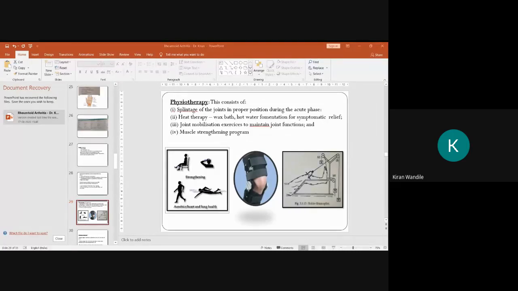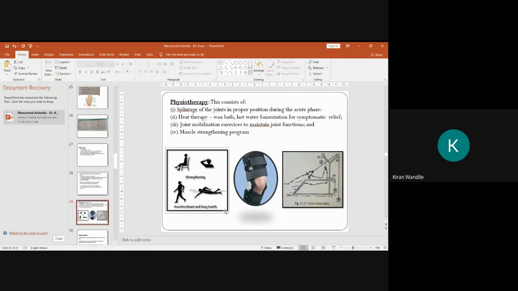So splints are given. Various splints are given for keeping the joint in proper position during the acute phase. Remember, the disease should be diagnosed in the acute phase before the deformity is established.